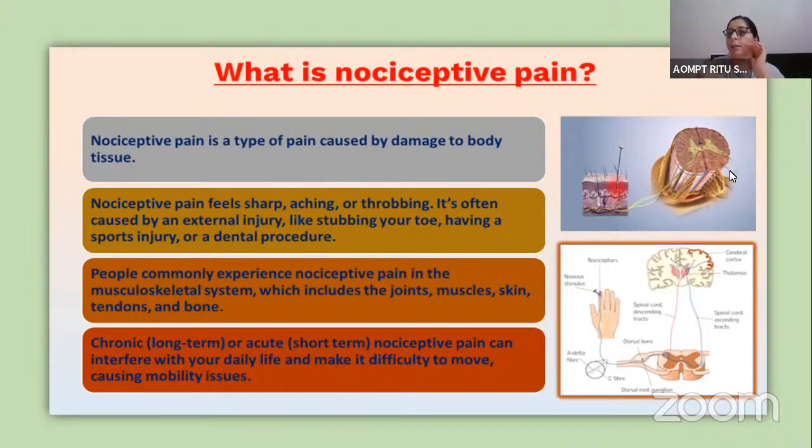And we know that whenever we see nociception, or there are nociceptors, mechanoreceptors, they respond differently: some respond to light touch, some respond to high touch.